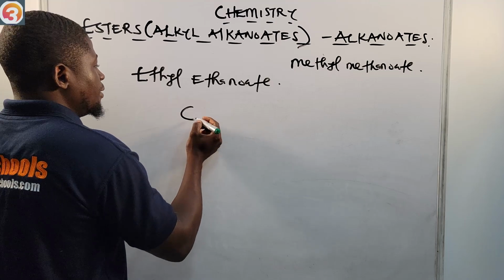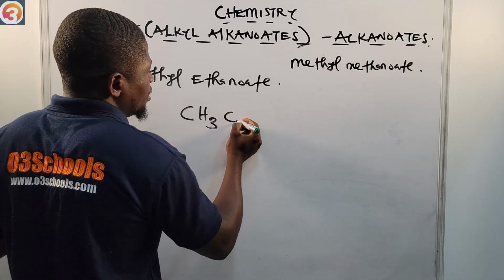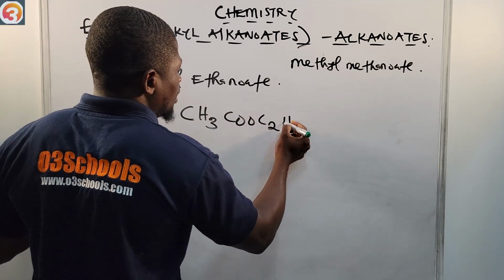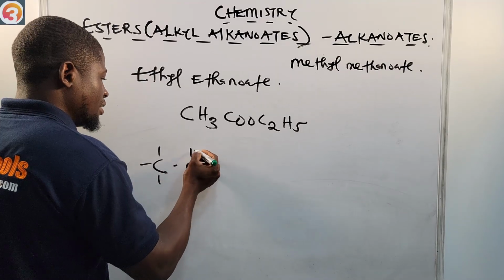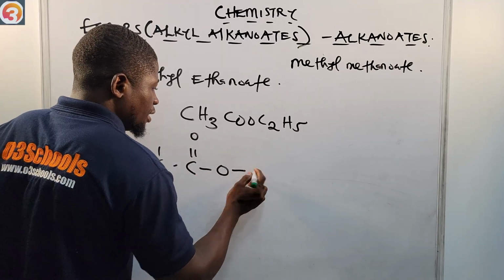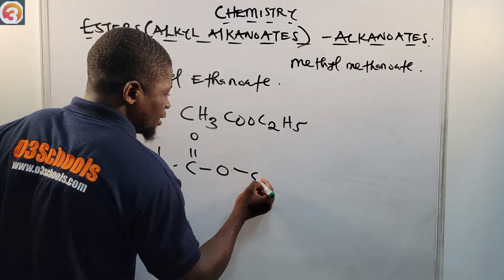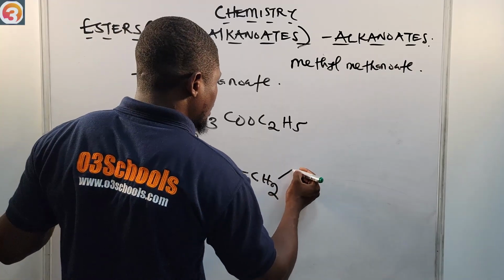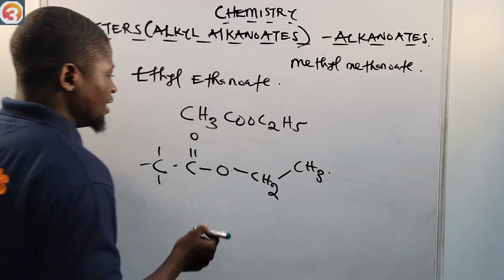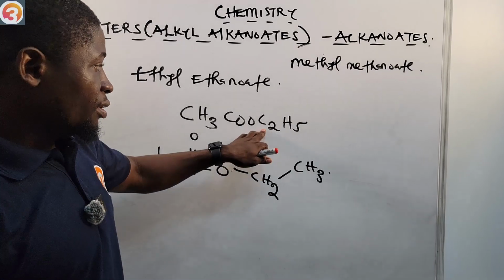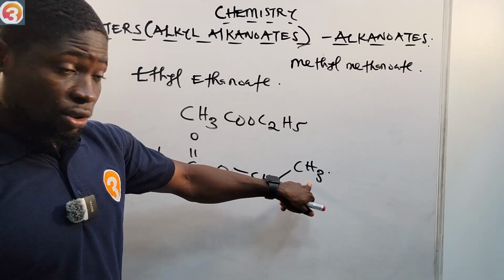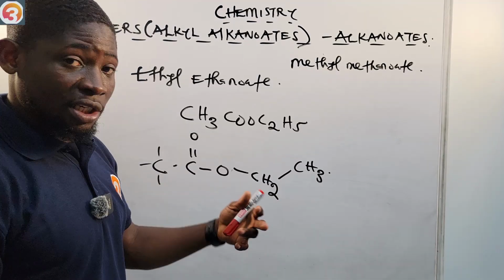Okay, so we have CH3COOC2H5. If we draw the structure, we're going to have C, then our C bonded to O, then we're going to have our CH2, then our CH3. These are what make our ethyl ethanoate. Very easy. I just broke this C2H5 into CH2 and CH3, so I could actually have just said C2H5.